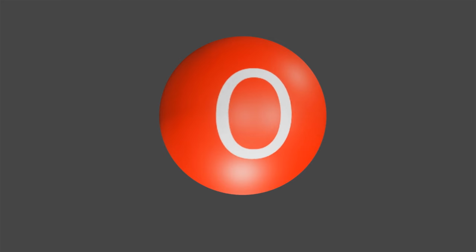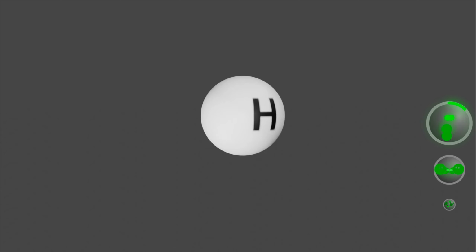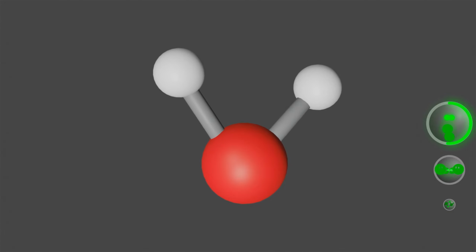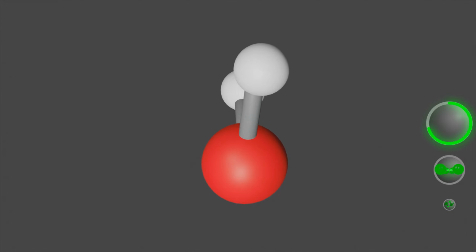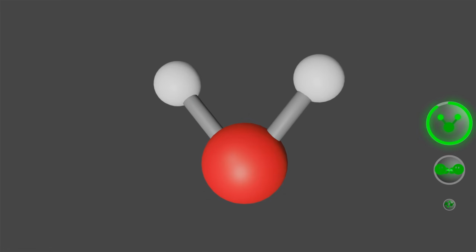This is an oxygen atom, and this is a hydrogen atom, and these two atoms combine to form the V-shaped molecule that we all know and love, the water molecule. As we know, two atoms form a covalent bond when they share their valence electrons.